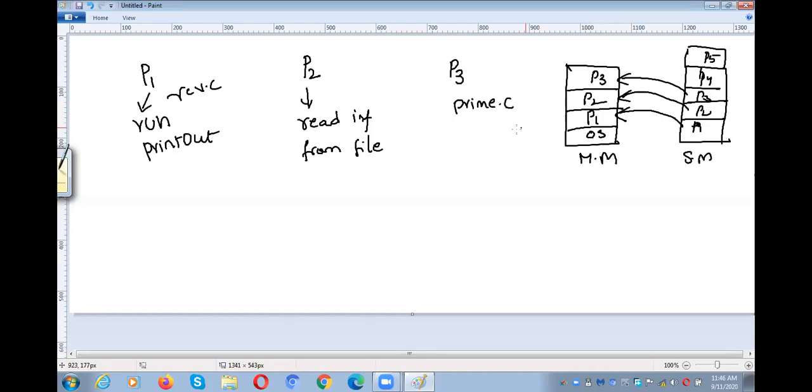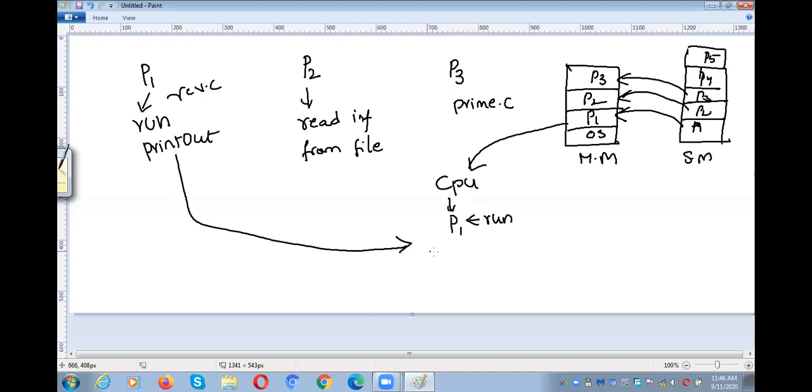Okay. Initially, the operating system allocates process 1 to the CPU. So the CPU is busy executing P1. That means it will run P1. So after running P1, in order to complete process 1, what you need to do is take the printout, right? So in order to take the printout, this particular job will be assigned to the printer. So while taking the printout, after getting the result, there is no need of CPU, right? So at that time, the CPU will become idle.